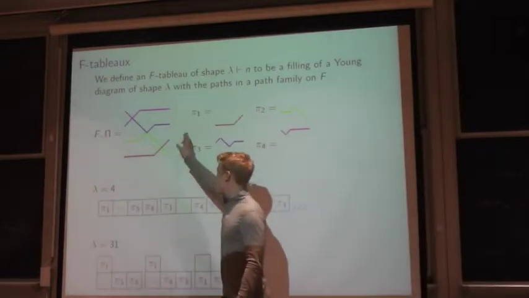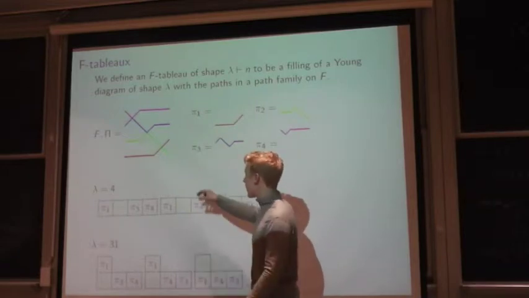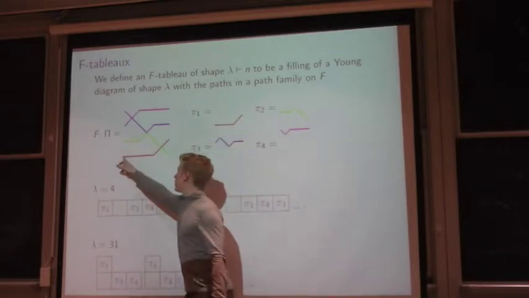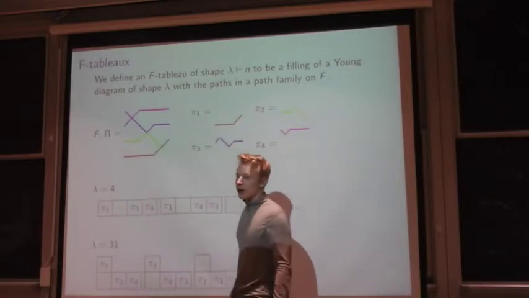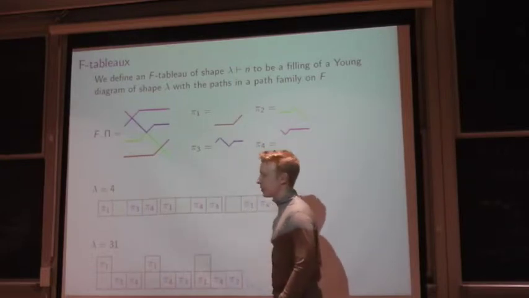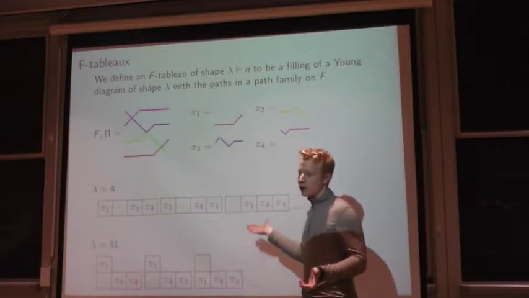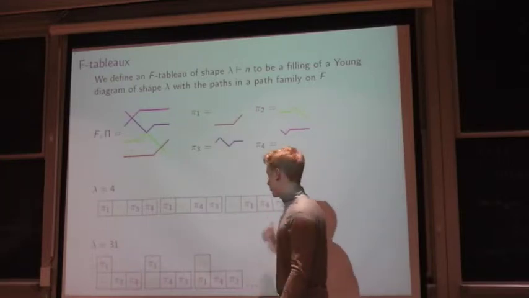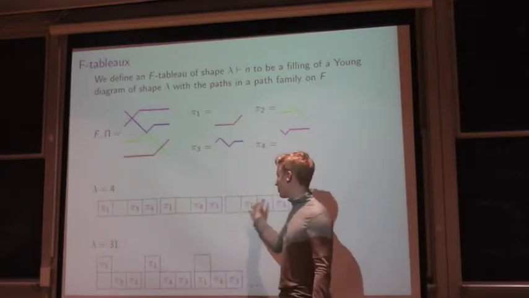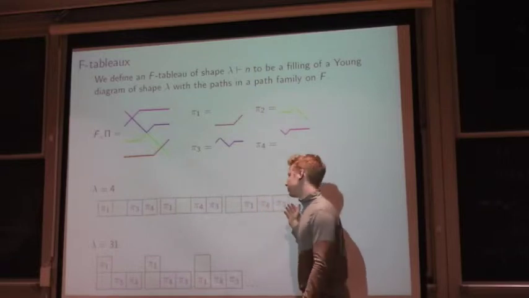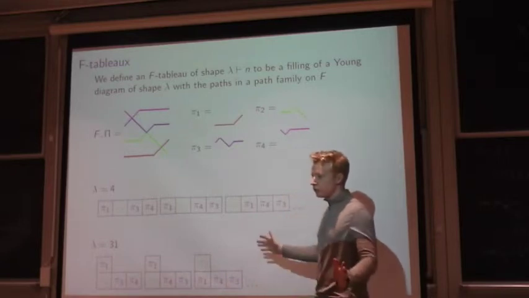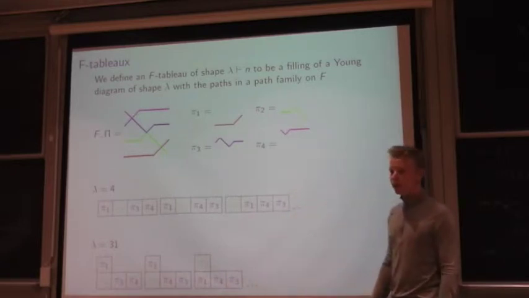So here's some planar network, the same one we were just looking at actually, and here I've chosen a path family on it given by these 4 paths that I colored in. Again, there's always going to be exactly one path going to every source and sink. I gave them all names so that I can put them in the tableau, and then we just start filling the tableau with these paths. So here, if lambda equals 4, then the Young diagram is just a single row of length 4, and we take these paths and put them into that diagram however we want. If lambda is 3, 1, then we have a row of length 3 and a row of length 1. That's all we're talking about here when I say F-tableau.